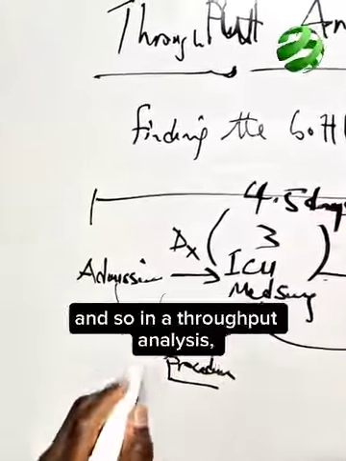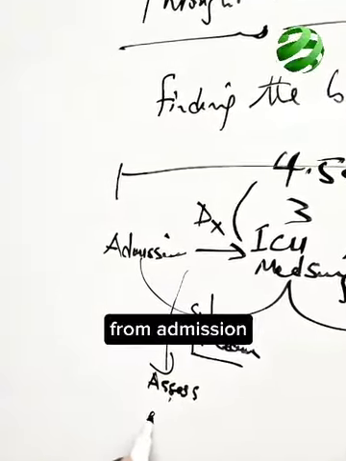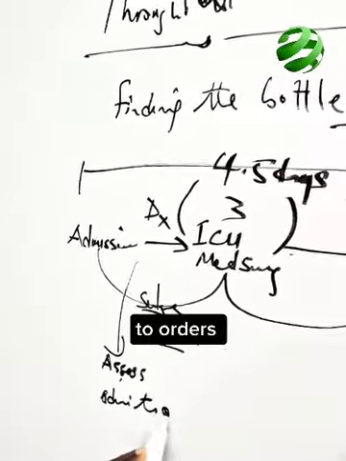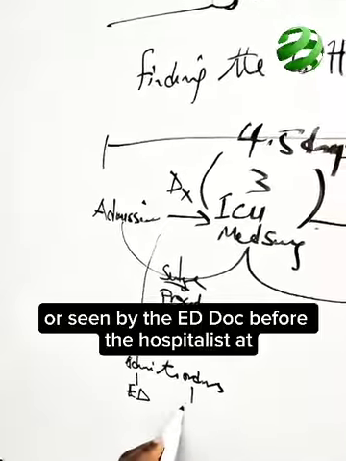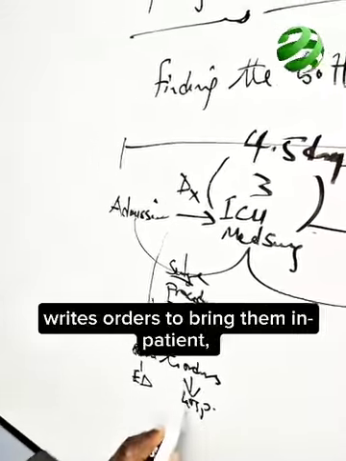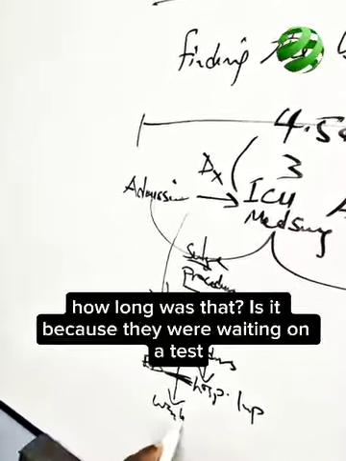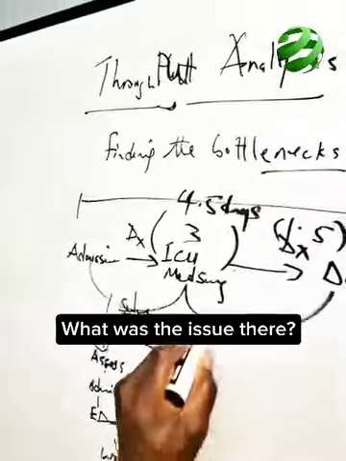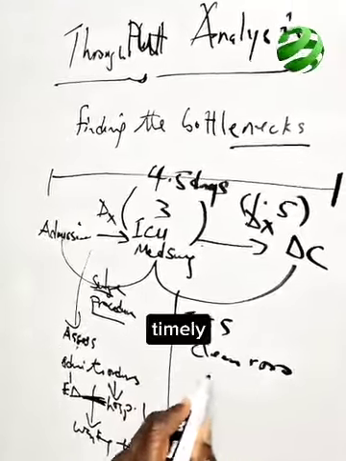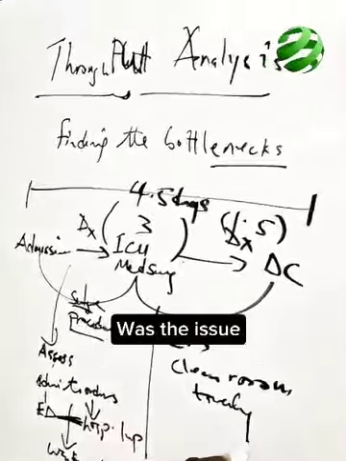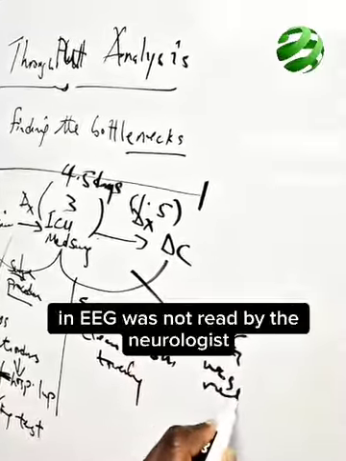And so in a throughput analysis, you're assessing every step of the way. You might assess from admission to orders, right? So in essence, when a patient is admitted by or seen by the ED doc before the hospitalist writes orders to bring them inpatient, how long was that? Is it because they were waiting on a test? Okay, what was the issue there? Was the issue that EVS did not claim the room timely, okay? Was the issue that an EEG was not read by the neurologist?